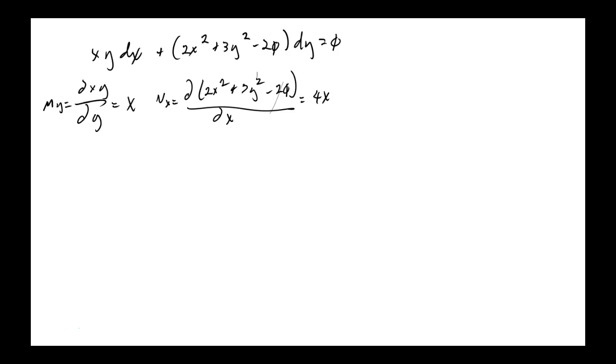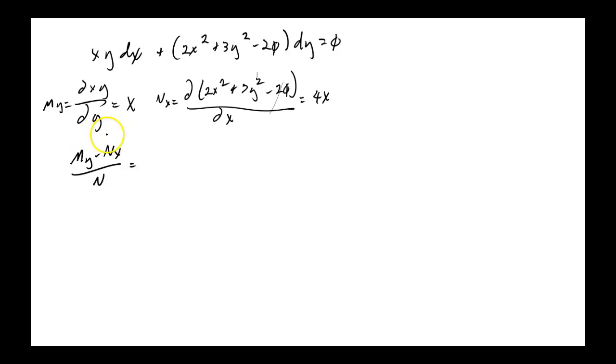Okay, now remember what our two conditions were. The first case was m sub y minus n sub x divided by n. Okay, so let's see what happens there. Our first condition, the quotient m sub y minus n sub x over n. If that's a function of x and y, we're in trouble. So let's see what we got.